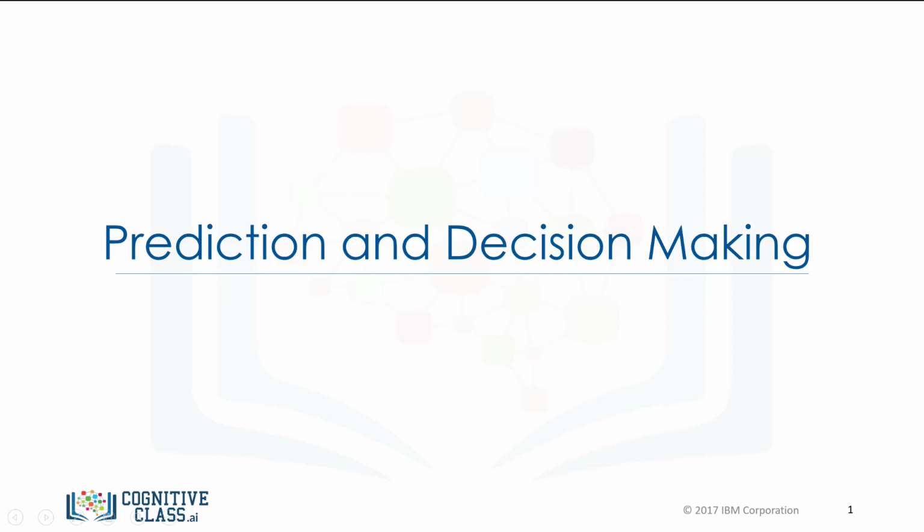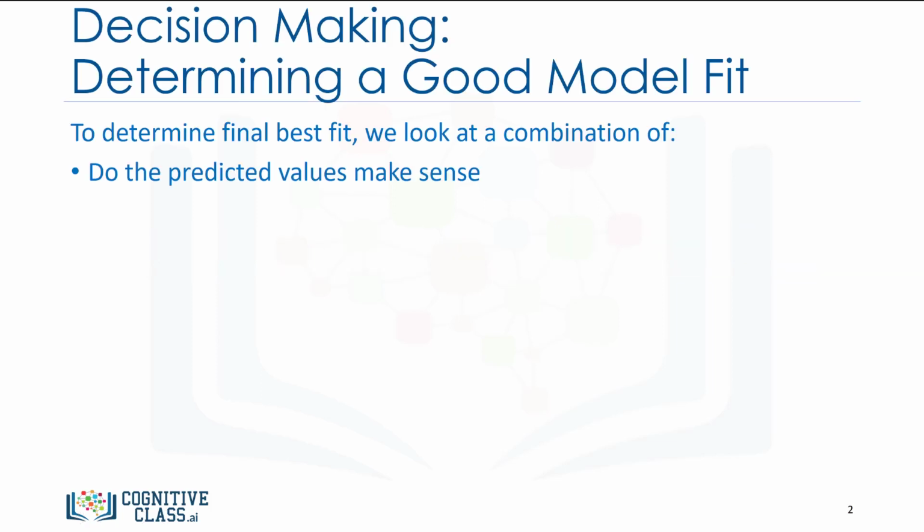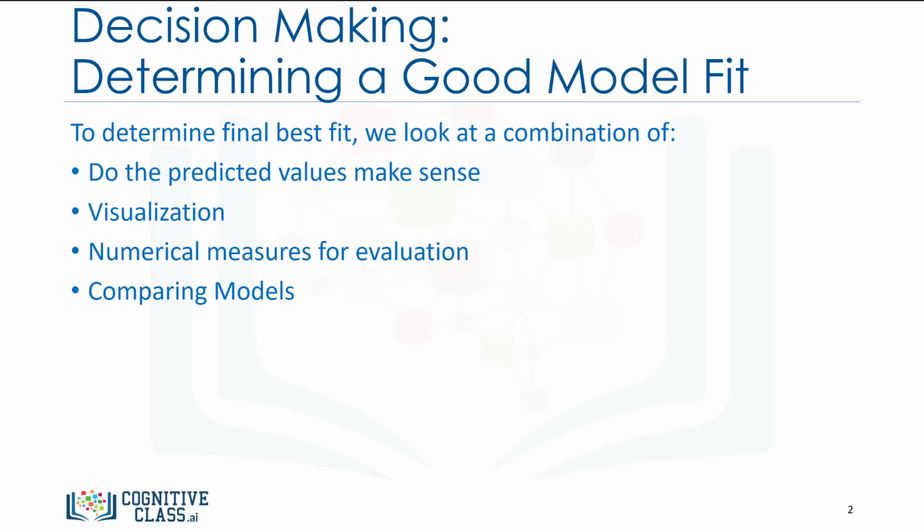In this video, our final topic will be on prediction and decision making. How can we determine if our model is correct? The first thing you should do is make sure your model results make sense. You should always use visualization, numerical measures for evaluation, and comparing between different models.